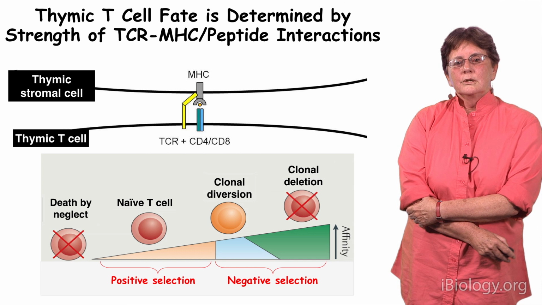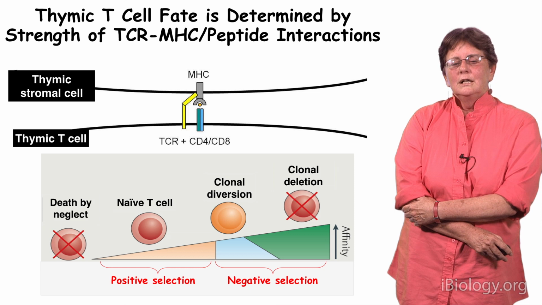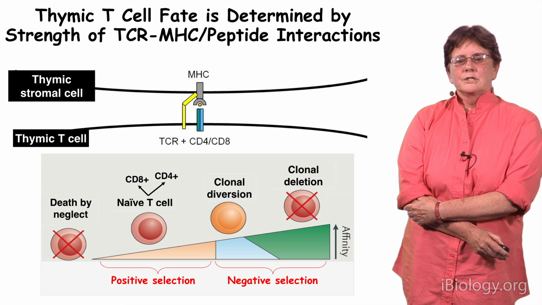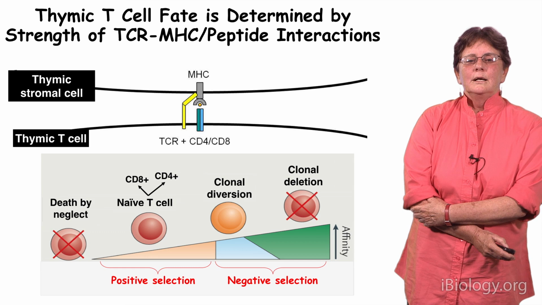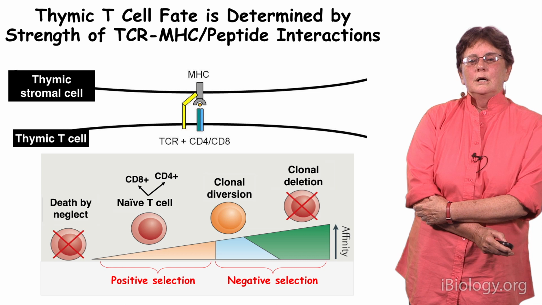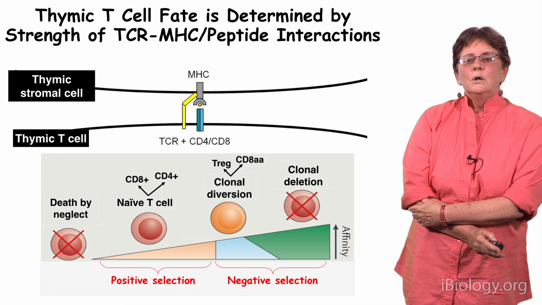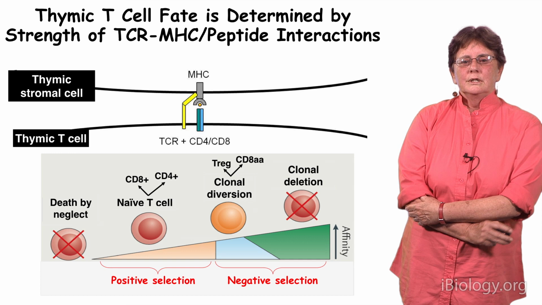Now with a signal that's a little bit stronger, that's quite weak, but stronger than nothing, naive T cells will continue maturation and eventually leave the thymus. And these will be both CD4 and CD8 positive T cells, depending upon whether the MHC molecule was class 1 or class 2. And then somewhere between the naive T cell and clonal deletion, there's clonal diversion. That signal leads to the changing of the effector T cell phenotype to a regulatory T cell, as I described before, or perhaps a cell which gets shunted off to the intestine where it's rather innocuous.